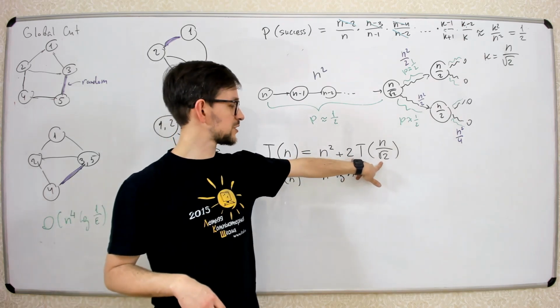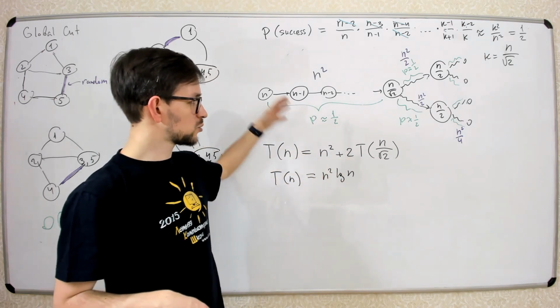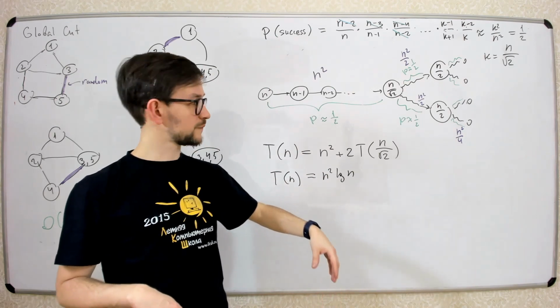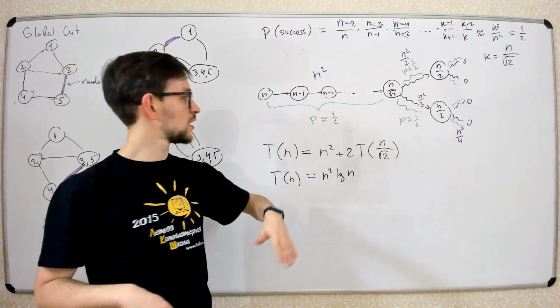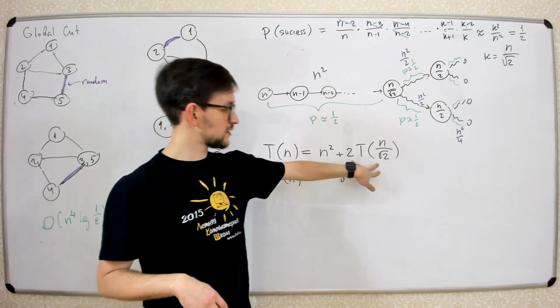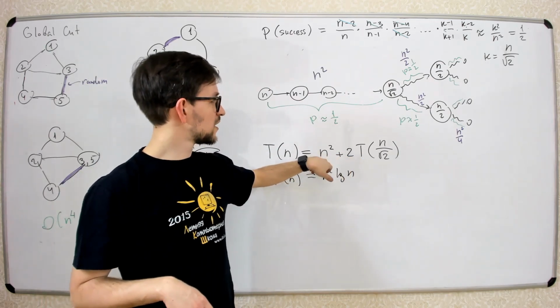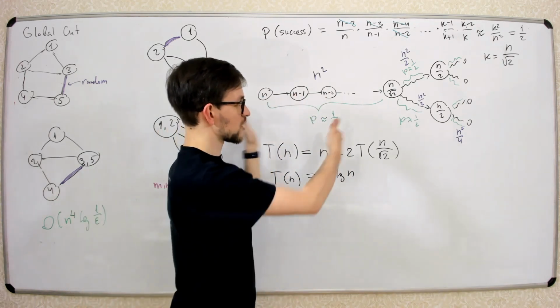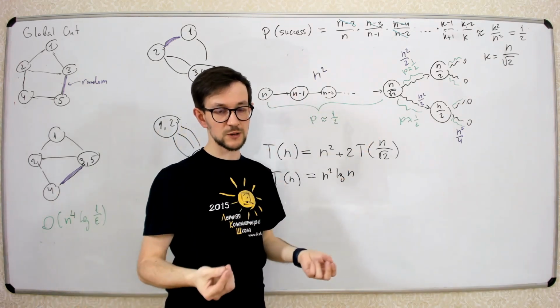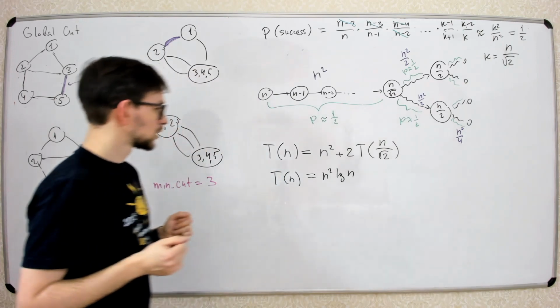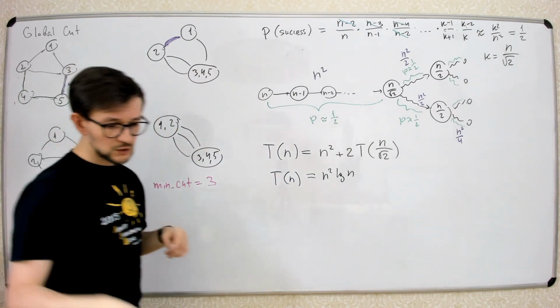If it is smaller than this, then it will be an exponential decrease in the sum. If it is greater, then this will be much better than this. But if it is the same, then you have just log n layers, and in each layer you have n squared. Good. So this is the time complexity.